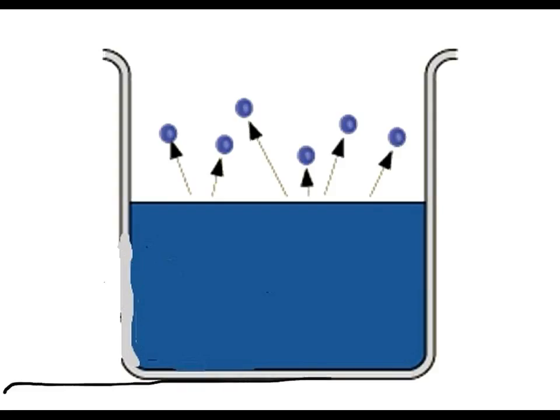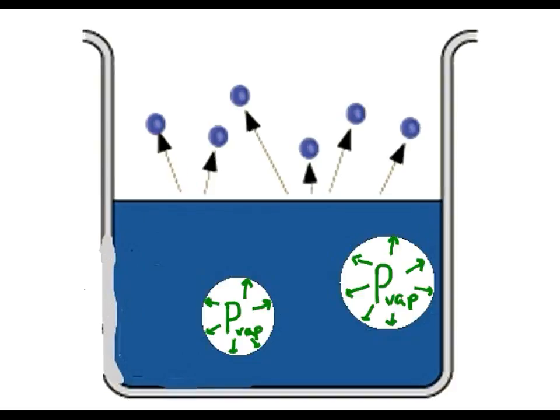So we have our beaker, and we're going to put it on the counter at room temperature. Now, normally at room temperature, below the boiling point of the liquid, there are going to be bubbles that kind of want to form, and they're going to push out with the pressure equal to the vapor pressure.